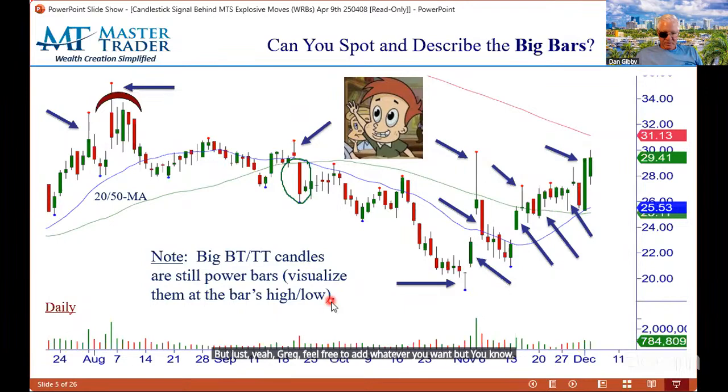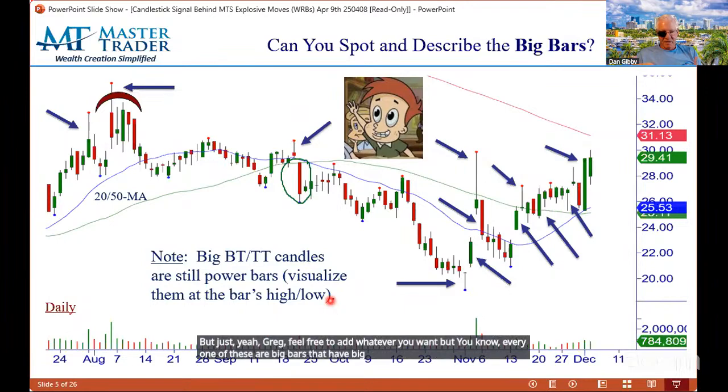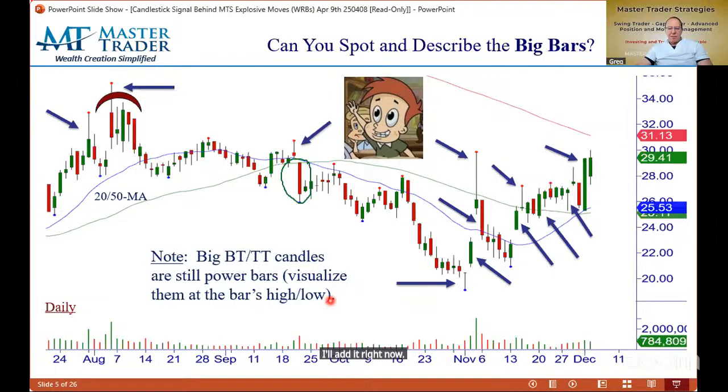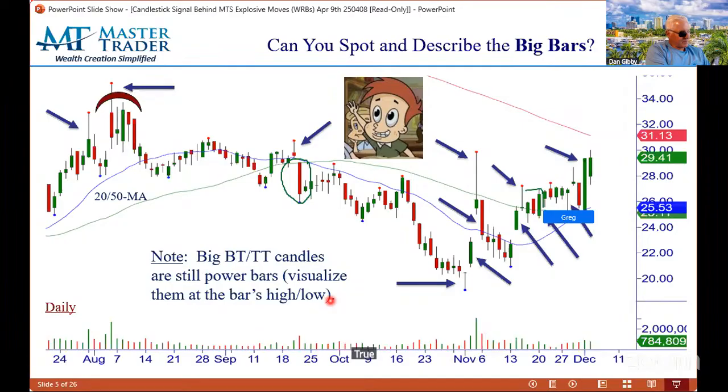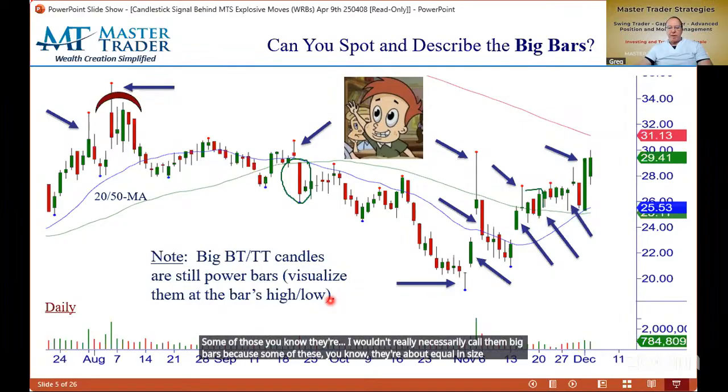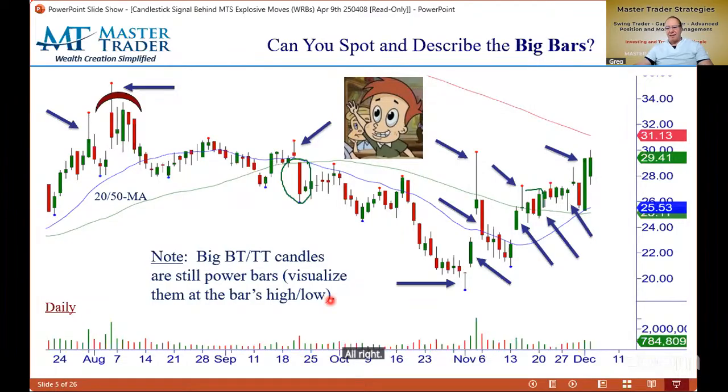Every one of these are big bars that have meaning. And I left that one off. I'll add it right now. Some of those, I wouldn't really necessarily call them big bars, because some of these are about equal in size. Right, the point being is I want it to jump out at me, that's unmistakable as a big bar.